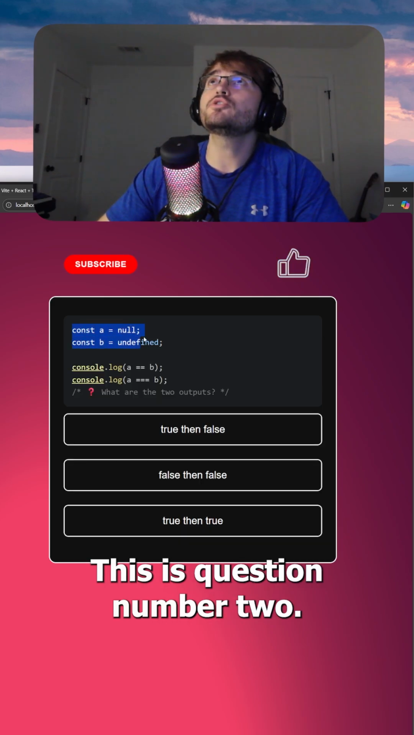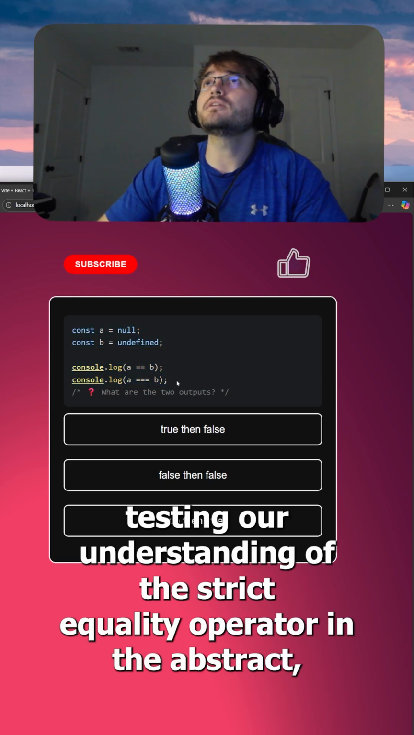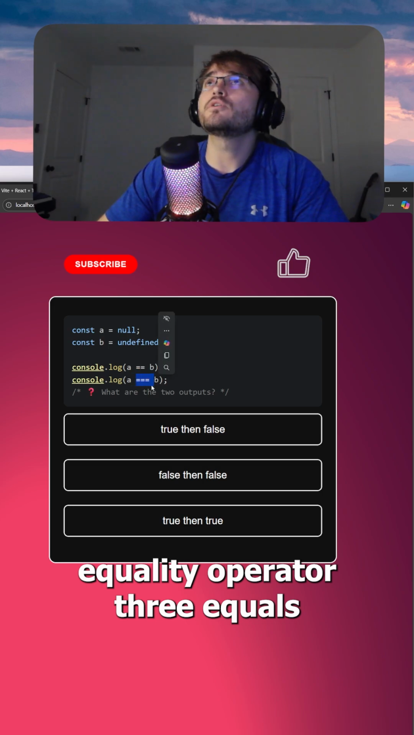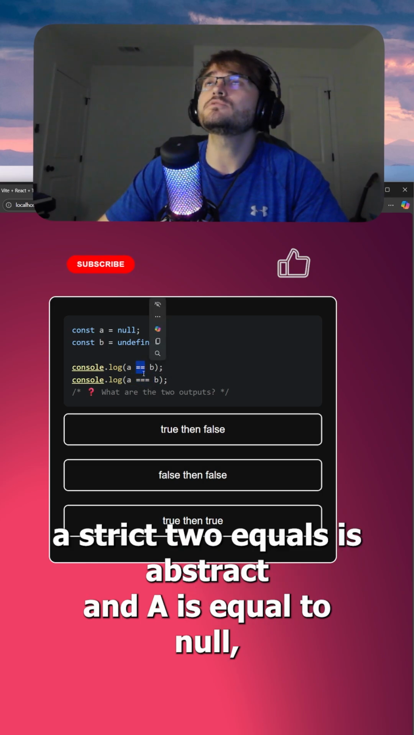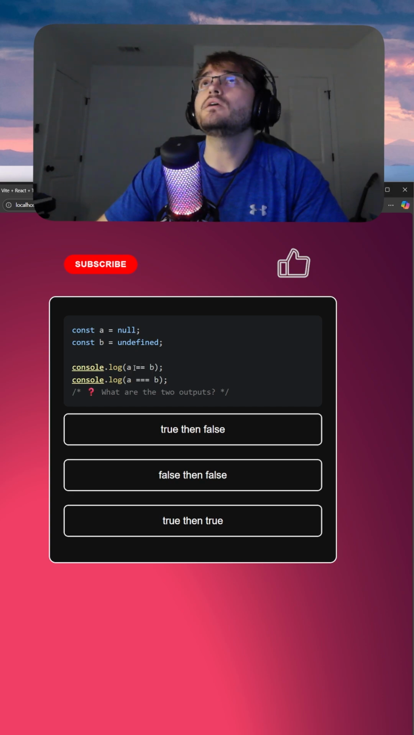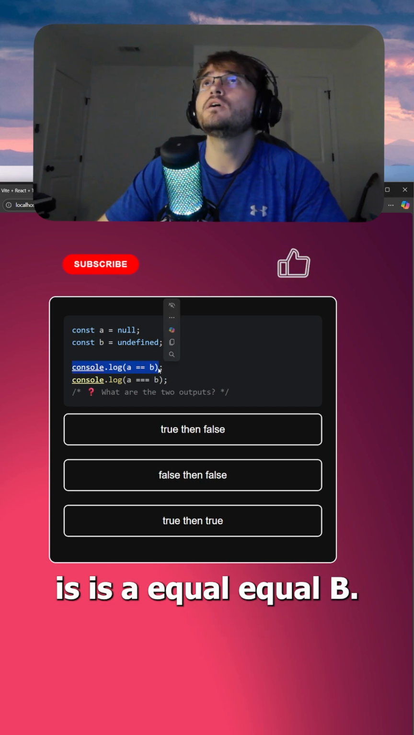This is question number two, where we are testing our understanding of the strict equality operator and the abstract equality operator. Three equals is strict, two equals is abstract, and A is equal to null, and B is equal to undefined or unassigned. And the first question we're looking at is A == B?